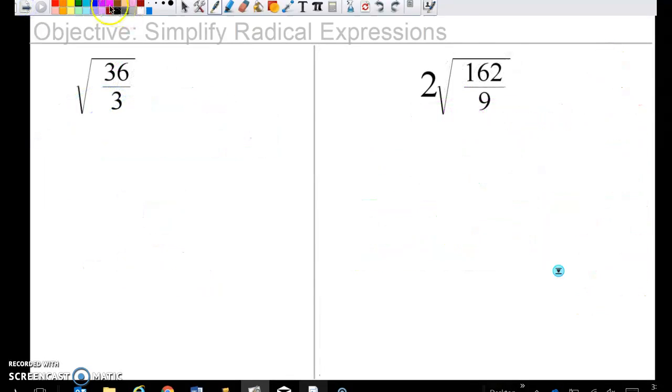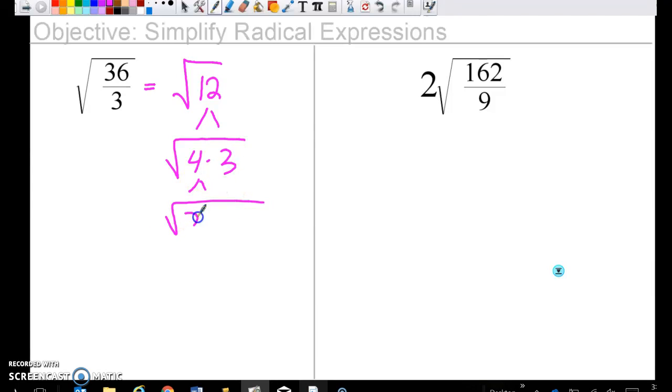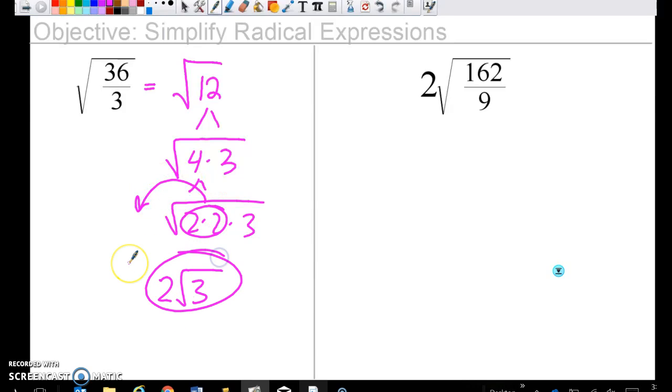If I take the square root or a third root of a fraction, it's pretty easy to divide the fraction. 36 divided by 3 is 12. What does 12 factor into? Any perfect squares? Yep, 4.